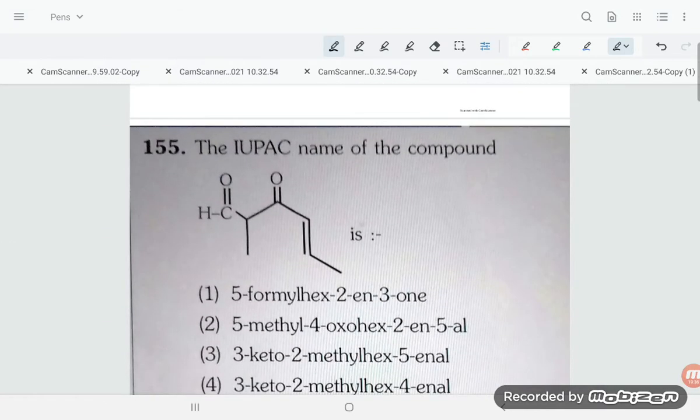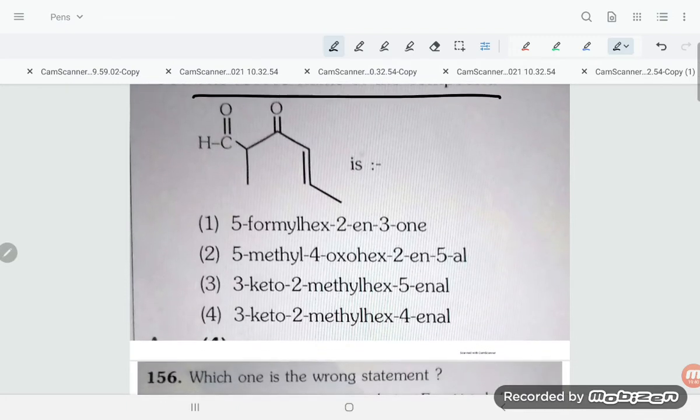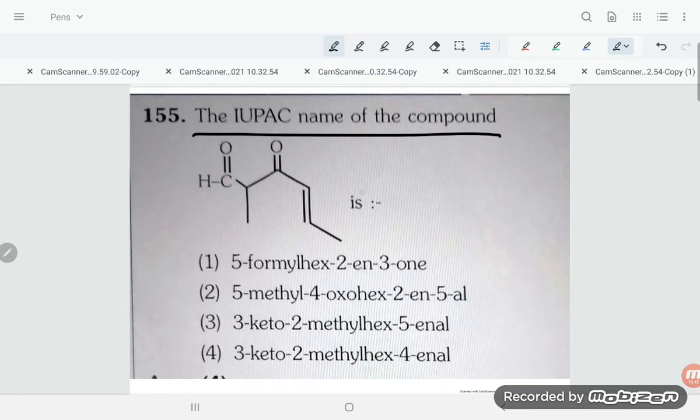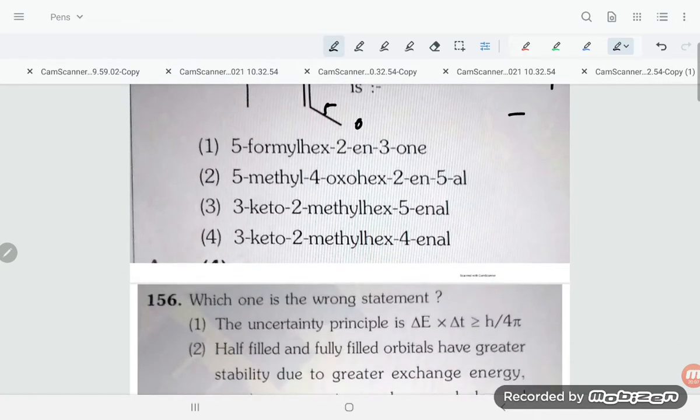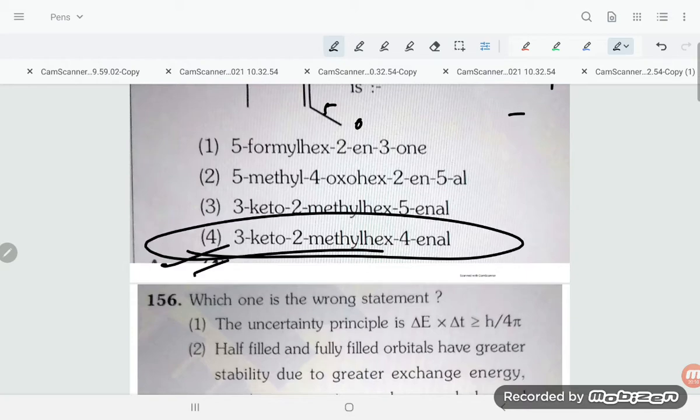Question number 5. They are asking the IUPAC name of the following compound. So if you are naming it, how can you name? This is 1 2 3 4 5 6. Okay. So this is the 3, this is the keto. 3 keto, then it will come 2 methyl, 3 keto, 2 methyl, and that is hex 4 en 1 al. So the correct option will be 3 keto 2 methyl hex. Option number 4 is correct.